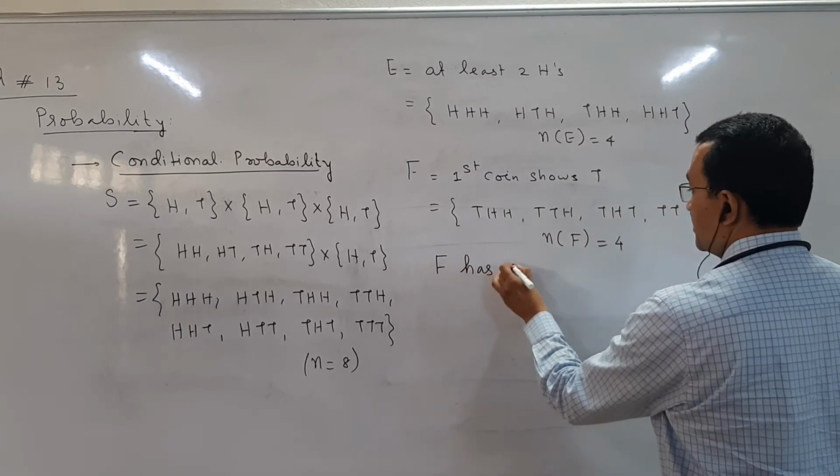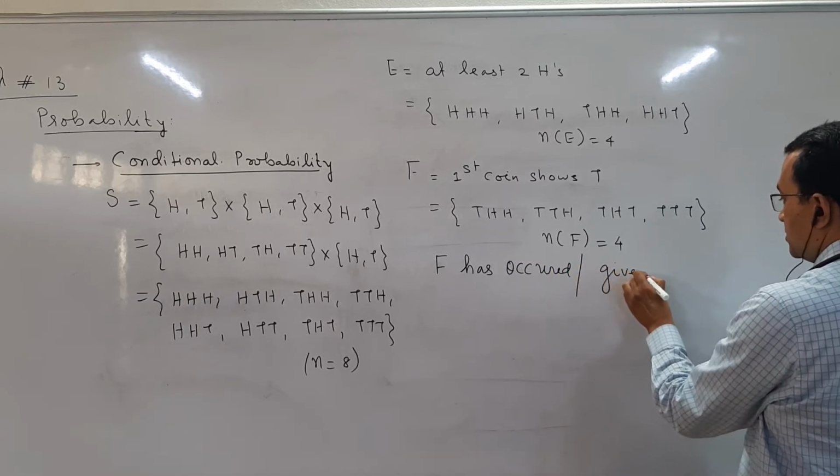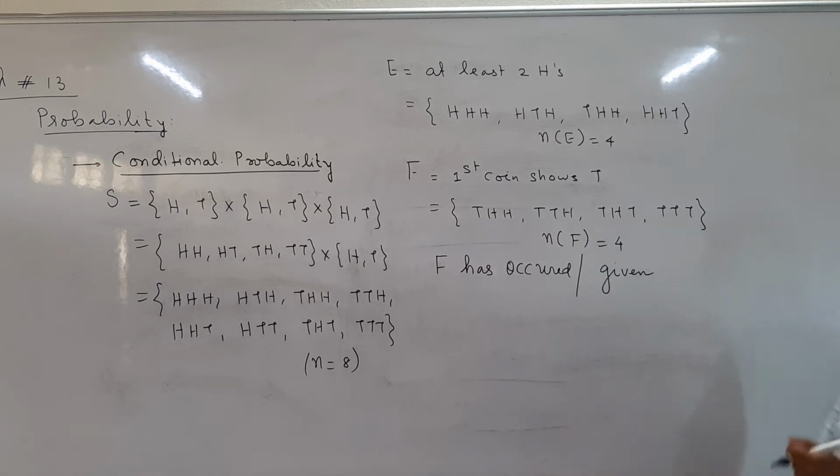Now what I am introducing, event F has already occurred. So event F has occurred first, and now after F, E occurs. So what we are accepting is that event F has already occurred. That is, the first coin shows tail, that is given. Based on that, event E occurs. So one event has already occurred. After that, event E occurs.